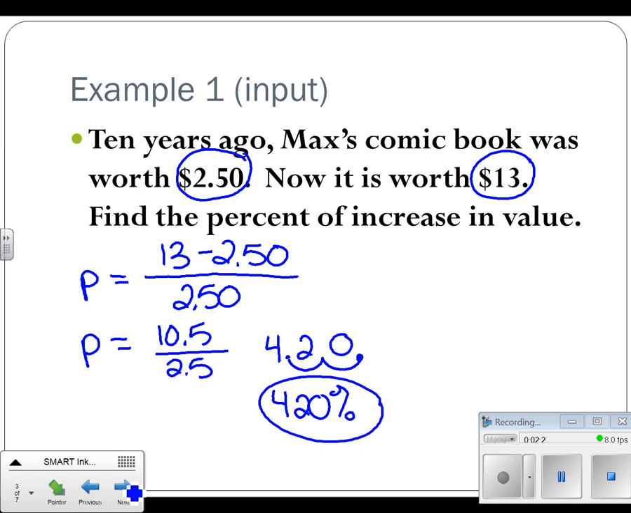Because if you would sell it for 100% of what it is, it'd be $2.50. For 200% you would double. 300% you would triple. And this is definitely well over tripling. It's 420% more of what it was. So it's an increase, 420%.